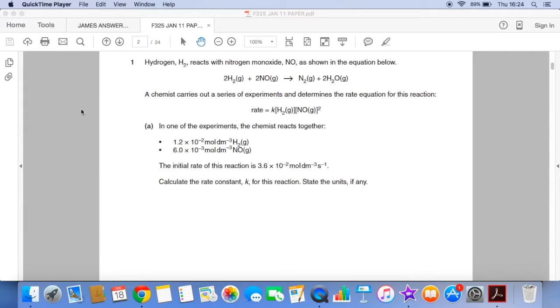Question here that's based on the reaction between hydrogen and nitrogen monoxide. So we're given the overall equation and we're told the rate equation, and we're going to use some concentrations of hydrogen and nitrogen monoxide and the initial rate to calculate a value for the rate constant and work out the units as well if there are any.